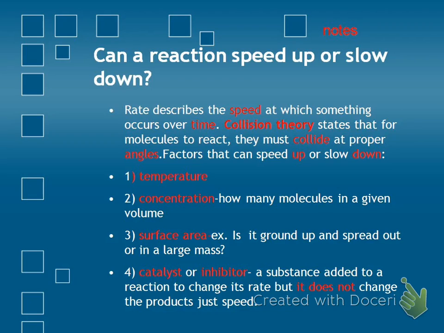So temperature, concentration, surface area, and catalysts or inhibitors are things you can add to a chemical reaction or do to a chemical reaction to change its speed.